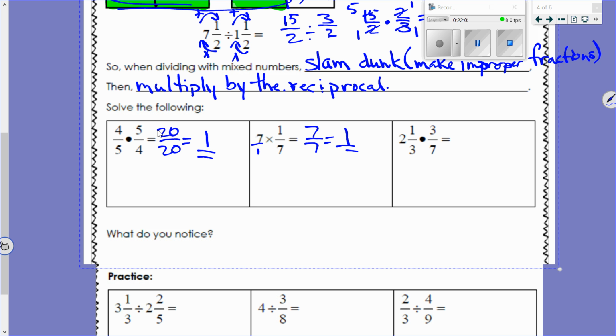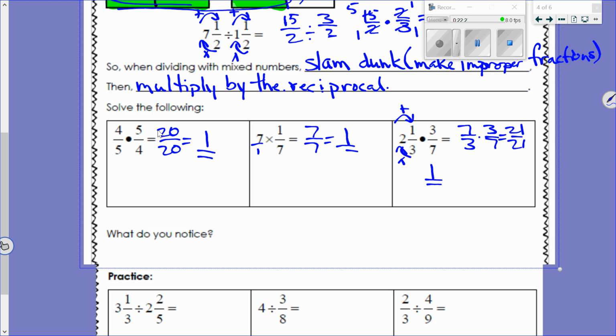Huh. Okay, what about the last one? What's the first thing I gotta do? Slam dunk, right? So slam dunk it. 3 times 2 is 6, plus 1 is 7, so 7 over 3 times 3 over 7. Wow, it really was 1.